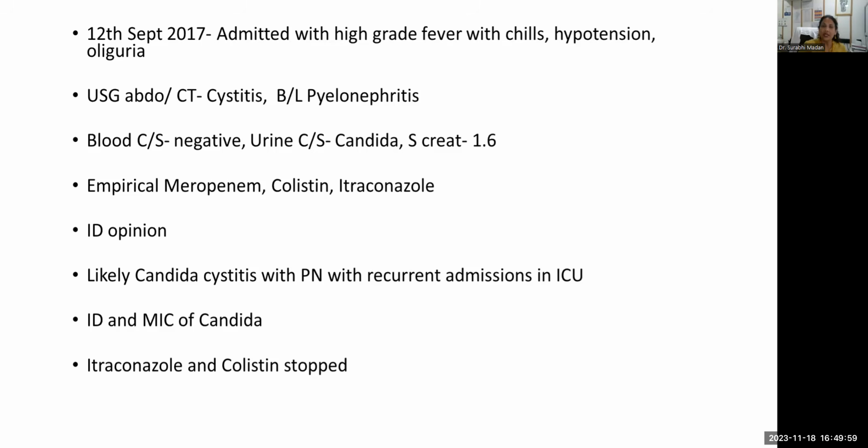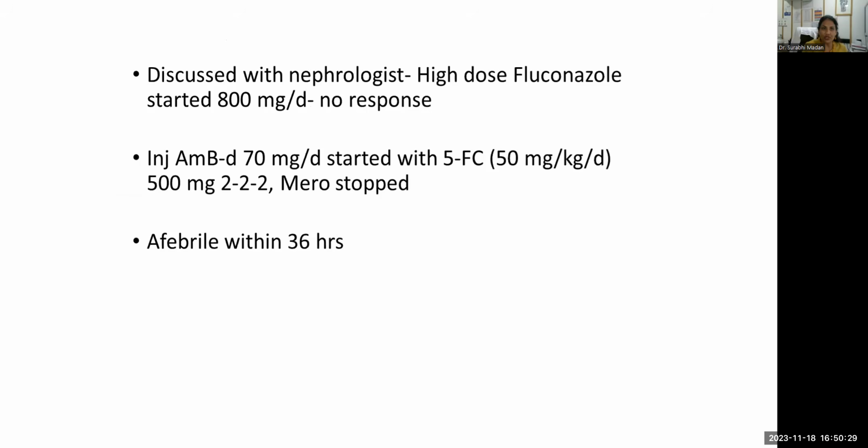The reason is Candida in urine in diabetic patients is so common that we tend to ignore it. As I already mentioned, Candida in urine does not need any treatment. However, in these kind of patients where you have Candida growing from the urine again and again, and this kind of profile, you have to keep Candida UTI also in mind. So we asked for the ID and MIC of Candida. The species and DST was important. Itraconazole and colistin were stopped.